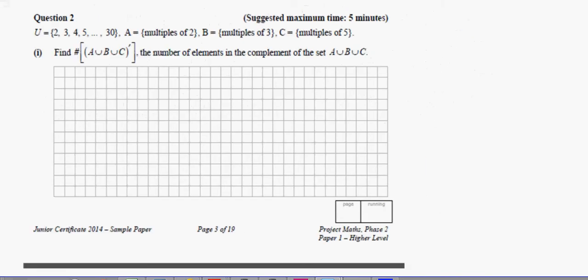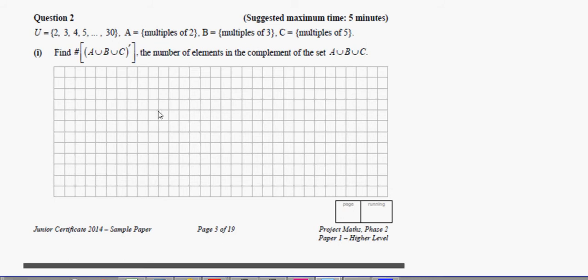Question 2. U is 2, 3, 4, 5, all the way up to 30. A is multiples of 2, B is multiples of 3, and C is multiples of 5. Find the cardinal number. Find how many numbers between 2 and 30 are not multiples of 2, multiples of 3, and multiples of 5. I'll explain what that means now, okay?